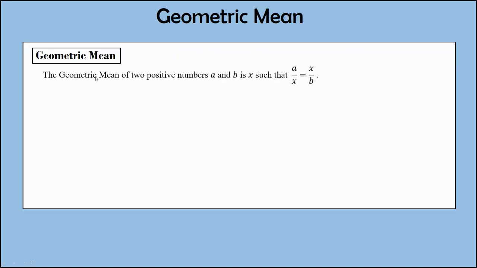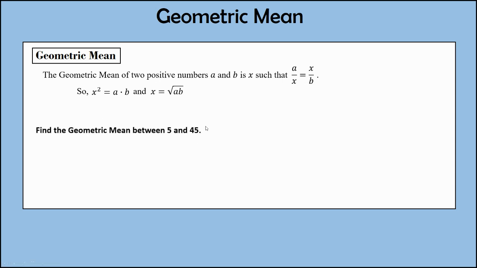Geometric mean is defined as: if we have two positive numbers, A and B, X is the geometric mean, and what that shows is the ratio of A to X is equal to X to B. So if we do cross products of this proportion, X squared equals A times B, or X, which is the geometric mean, is equal to the square root of A times B. And this is really what we're going to focus on. The geometric mean for two numbers is the square root of the product of those numbers. Again, that's going to be our focus.